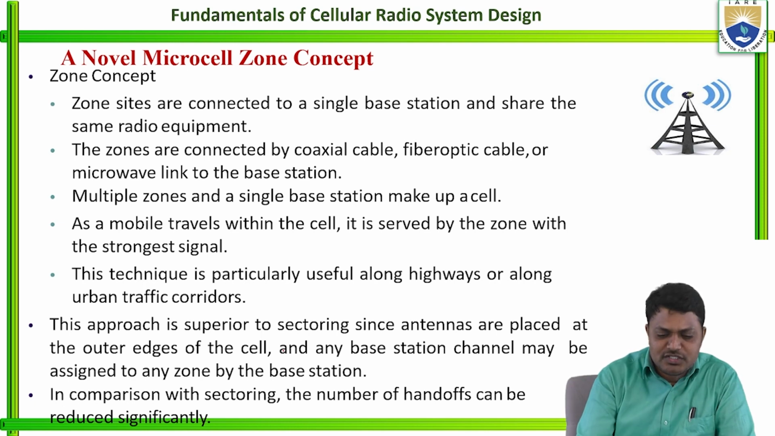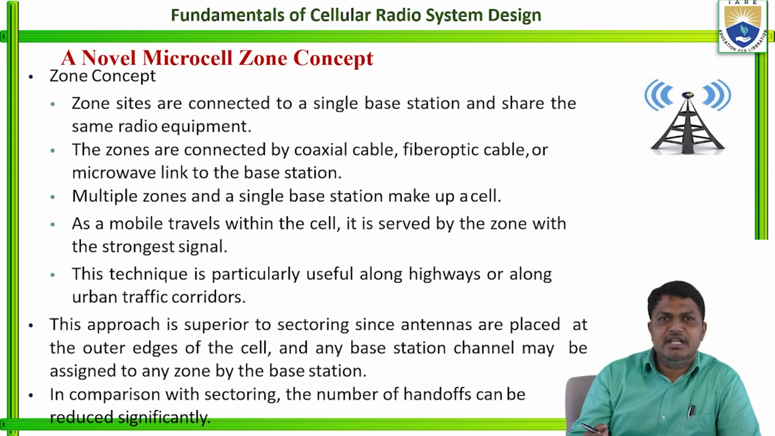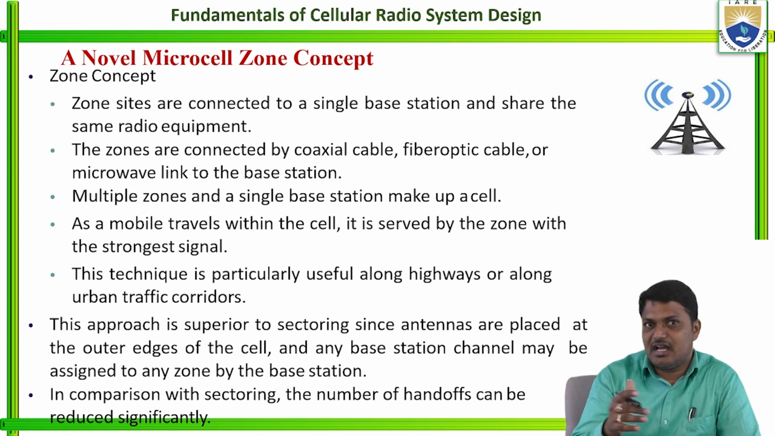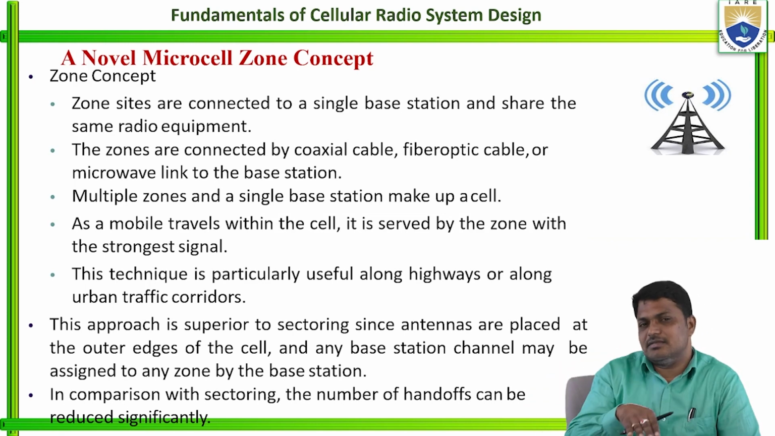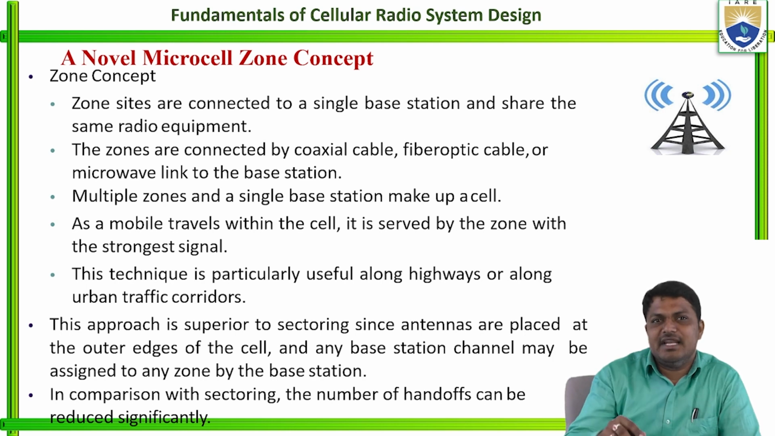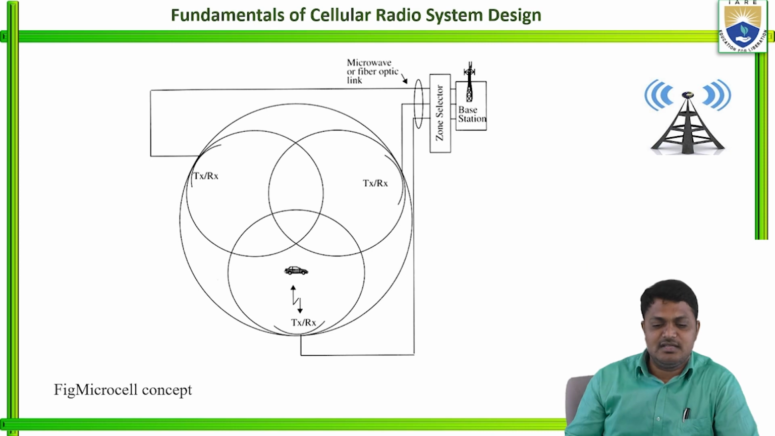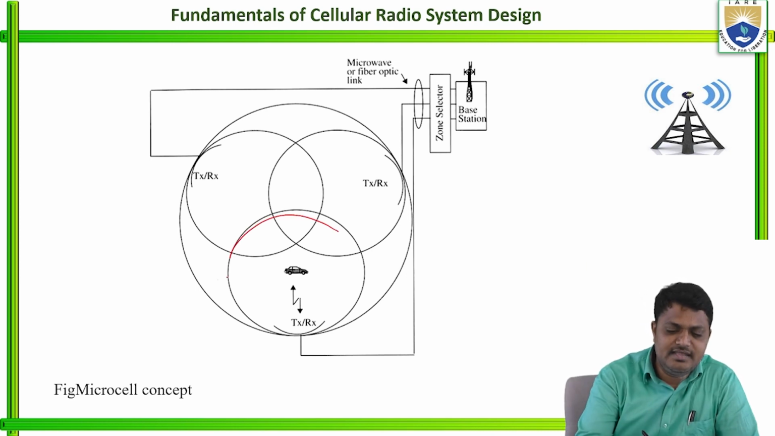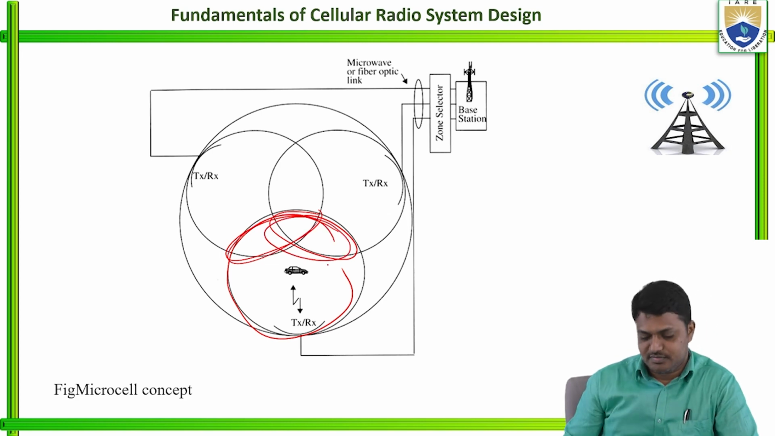Then the approach is superior to sectoring since antennas are placed at the outer edge of the cell. We saw in the previous diagram that the large cell is also taking the adjacent cells as microcells, right? So in comparison to sectoring, the number of handoffs can be reduced by the microcells. These are the microcells. By taking the adjacent ones, these are the adjacent channels. This is the microcell concept.